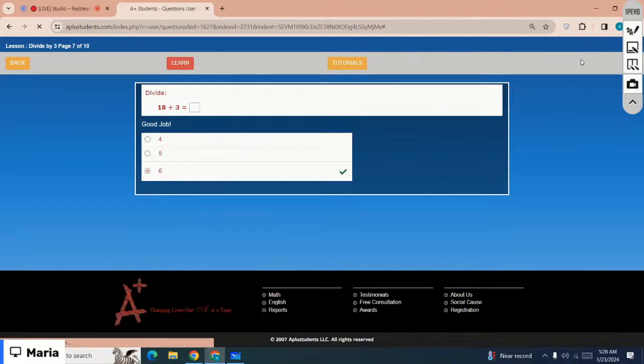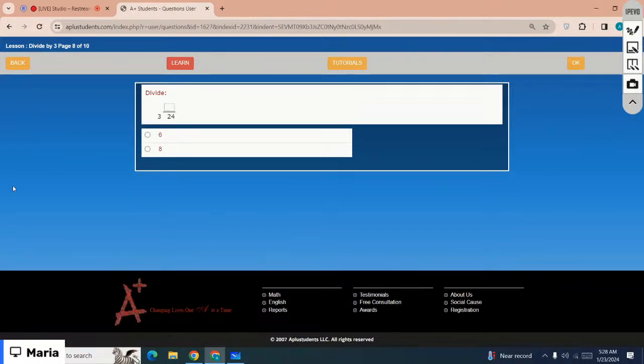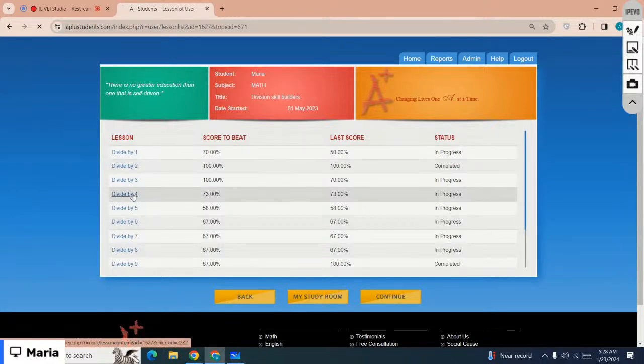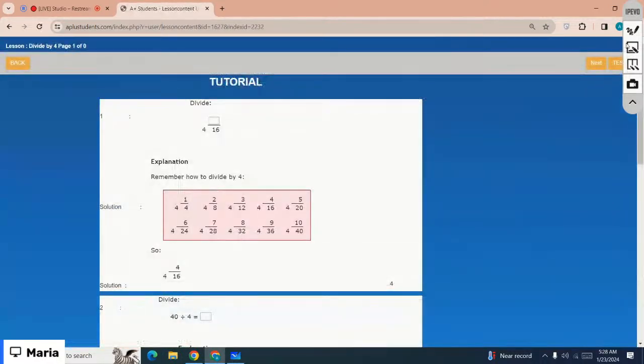Okay, you can complete the lesson by yourself later today. Let me just move on to the next lesson, that is divide by 4. Now we're going to see how to divide by 4. So basically the division is the same. You just have to use the concept and divide them exactly the same.